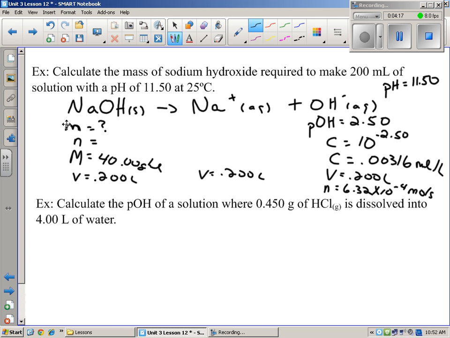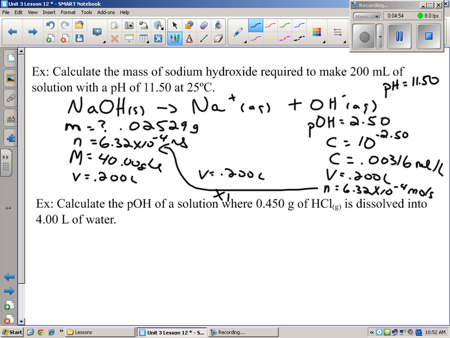Now that I have that, 6.32 times 10 to the negative 4, I know how many moles I have of hydroxide that's produced. Well, guess what? It's a 1-to-1 ratio, so I'm going to move that over to here. You can say times 1 or divide by 1, but basically it's going to be the same. 6.32 times 10 to the negative 4 moles here. I'm going to multiply that with the molar mass, times 40, and I get 0.02529 grams.